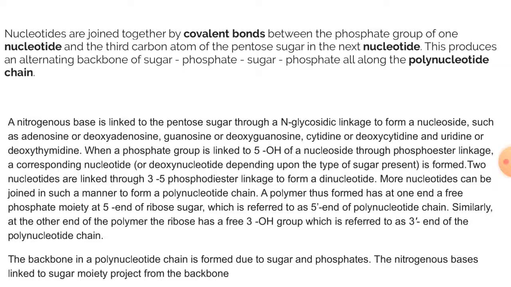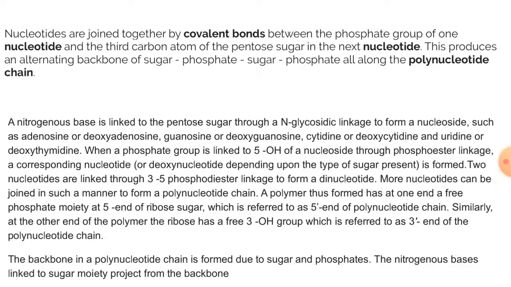With adenine, we call it adenosine or deoxyadenosine. With guanine it is known as guanosine or deoxyguanosine. Then cytidine or deoxycytidine, and uridine or deoxythymidine. Right? These are the names of the nucleosides with the basic structure which we studied.